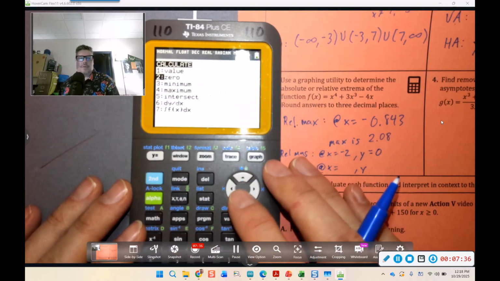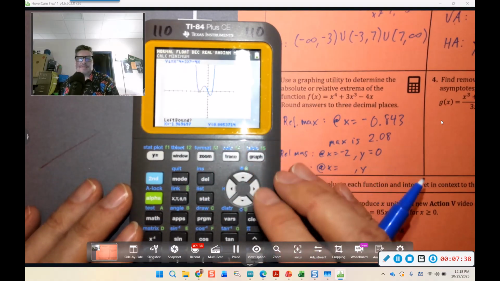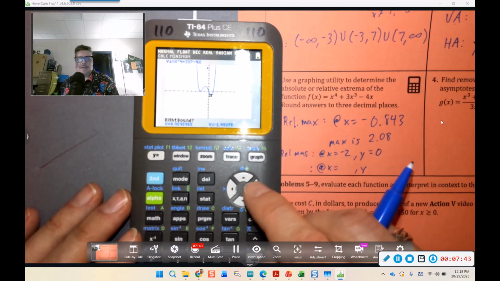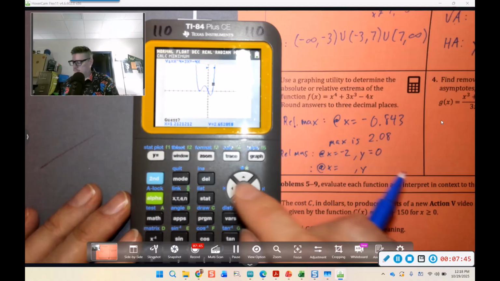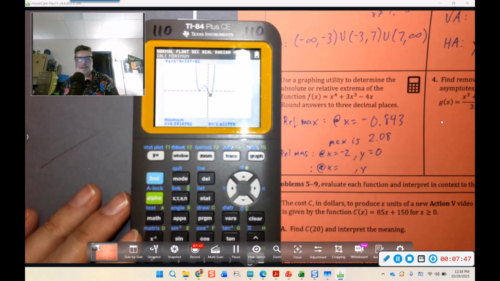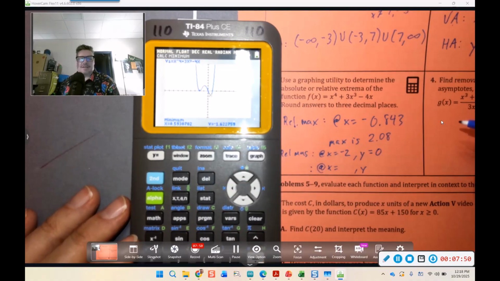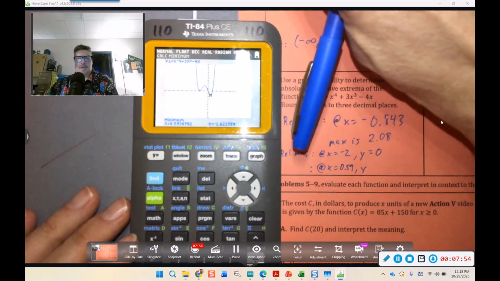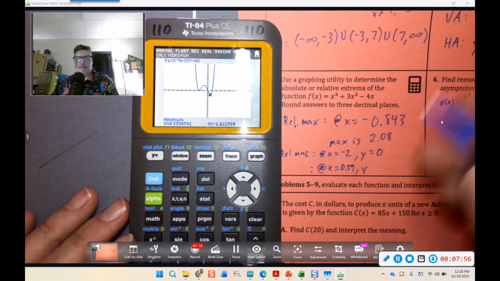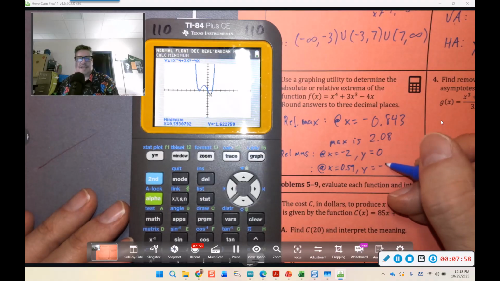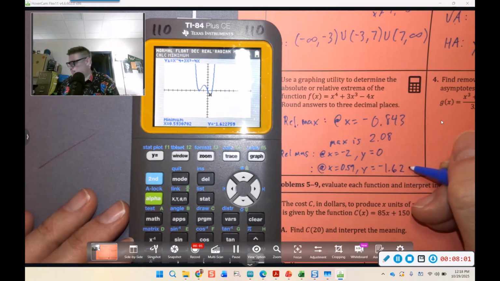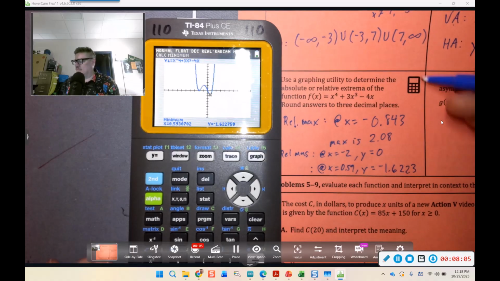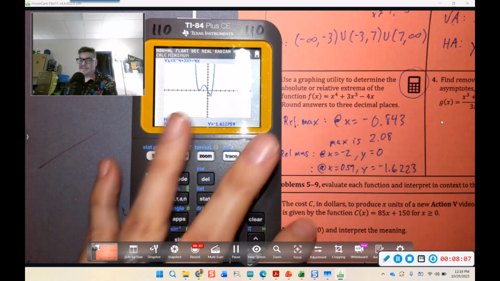Go to calculate. We're going to go to minimum again. And now it's going to ask, I want this side now. That's to the left, to the right. Estimate in the middle, right about there. And x is 0.59. There we go. And the y equals -1.6223. All right, that's it. That's it for the problem. So you see this, it's just a calculator skill.